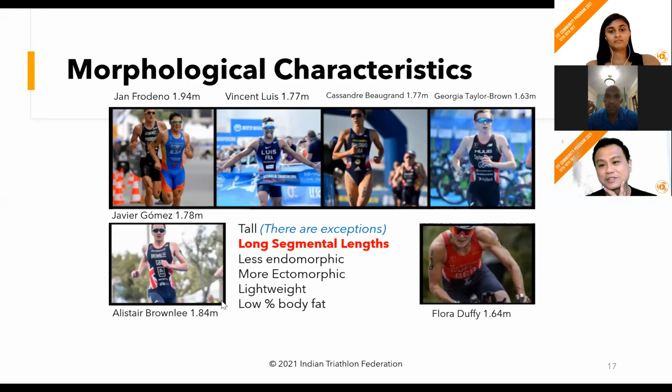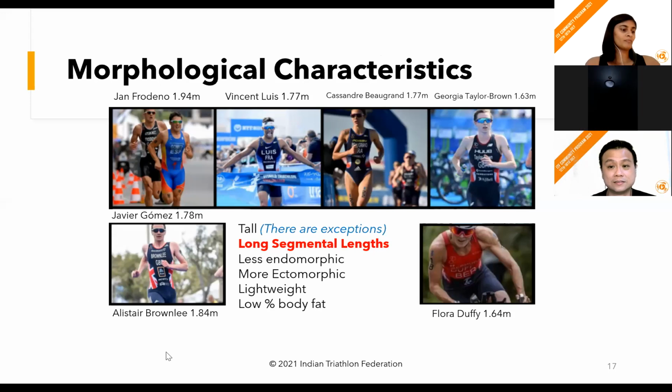I just have a fun fact, guys. Sorry to interrupt you. Jan Frodeno is 194 and he's an Olympic gold medalist. His wife, Emma Snowsill, is also an Olympic gold medalist, and she's really small. Yeah, she's really small. I think Flora Duffy is 1.64. Again, she could be a top contender for the medal this time around.